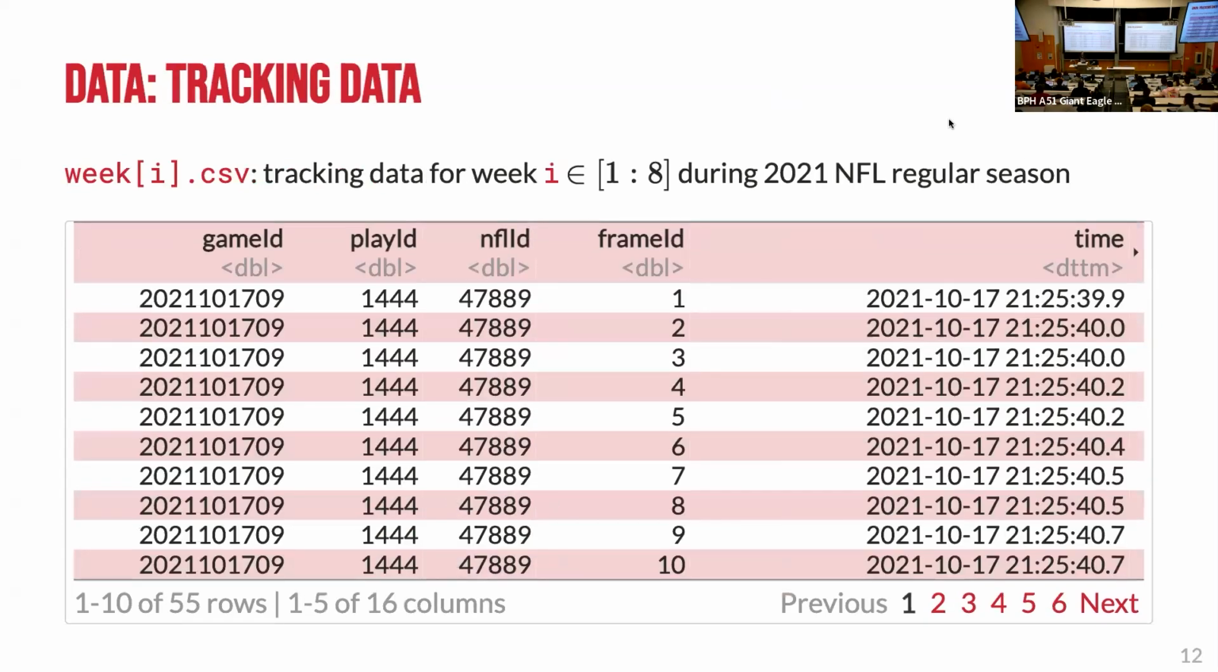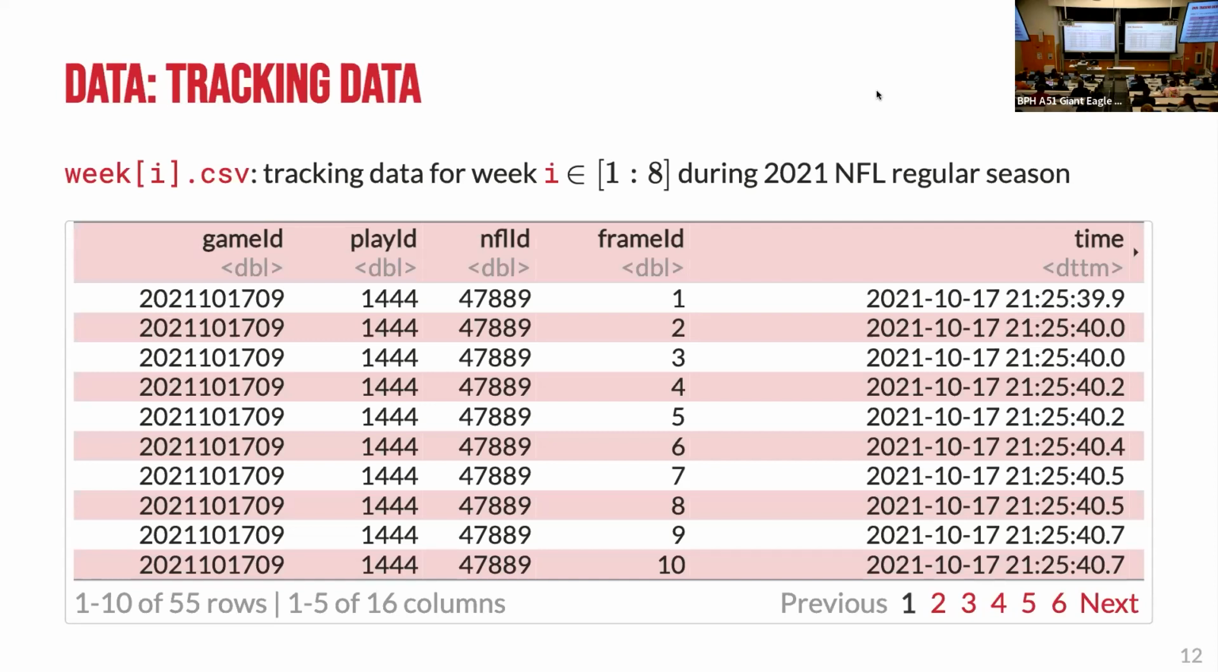And lastly, most importantly, we have the tracking data. So specifically for last year, we have a total of 8 weeks of data, so week 1 through 8 of the 2021 regular season. For this year, I think it was week 1 through 9 of the 2022 season. But we're using data from last year.